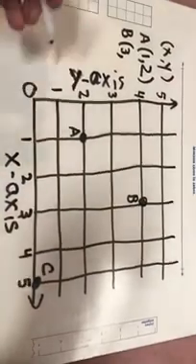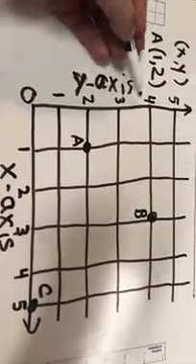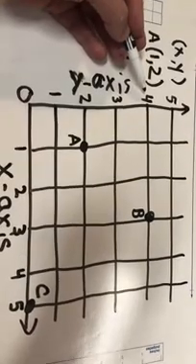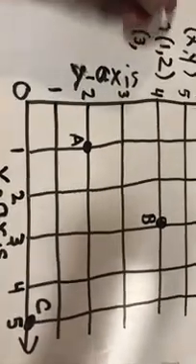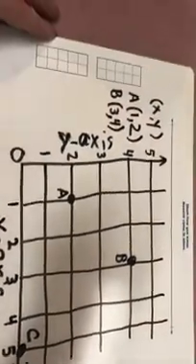Then I go to my y-axis for B, I go up, and I see, oh, it's there at 4. That's where it is. So I'm going to put 4, then I'm going to close the parentheses, and the ordered pair for B is (3, 4).